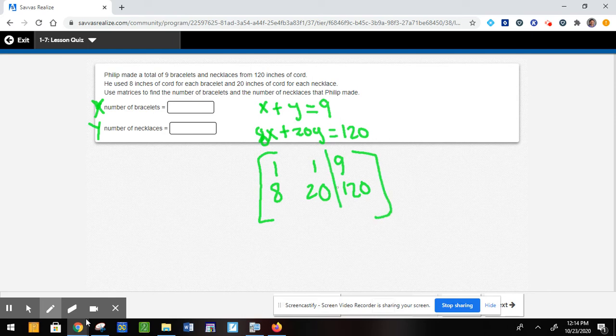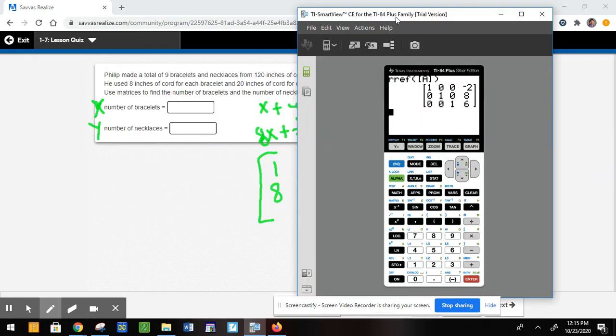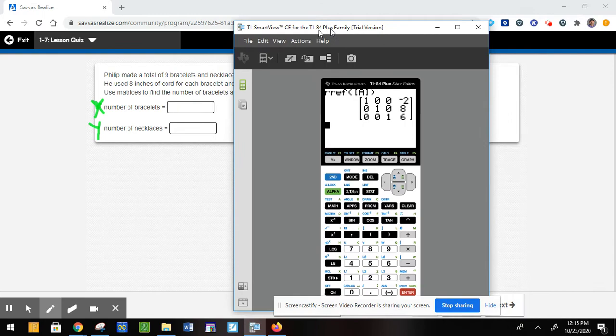And now we're going to use that in order to solve it. So again, I'm going to use my calculator because that's faster. You could go through all the steps for the reduced row echelon form, but it doesn't tell me that I have to do it by hand, so I'm using a calculator if I have the choice.